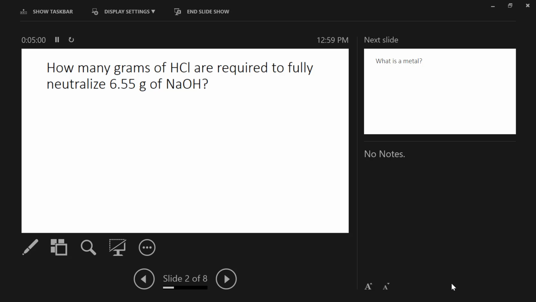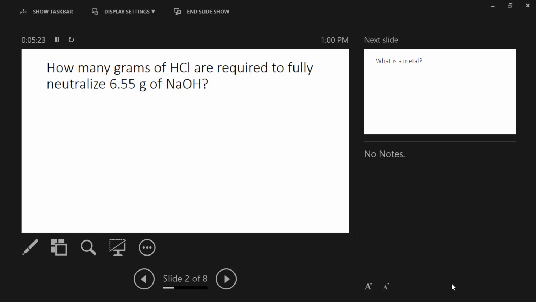In this step, we're going to go from moles of sodium hydroxide to what? We have two options here. We could go back to grams of sodium hydroxide. That doesn't seem helpful, right? Or we could go to moles of something else. Okay? We are going to go to moles of something else. And what is that something else?